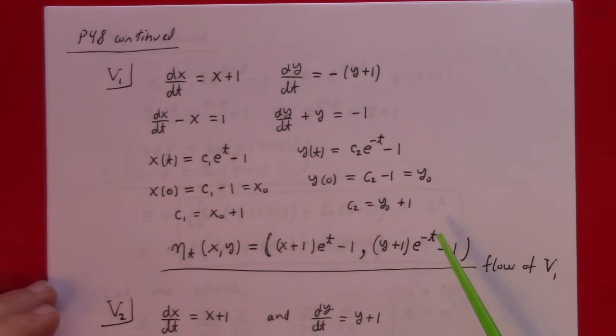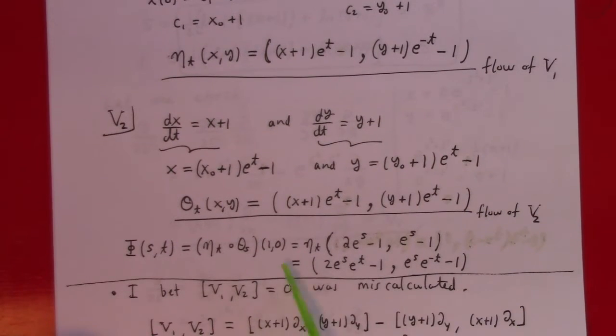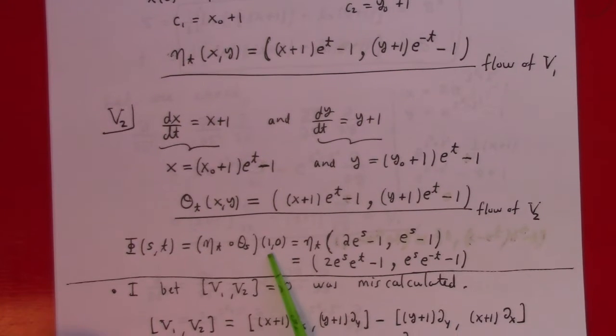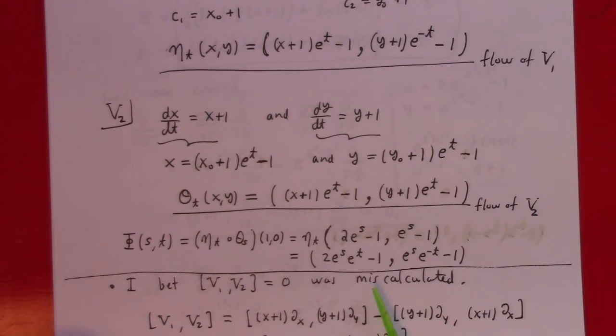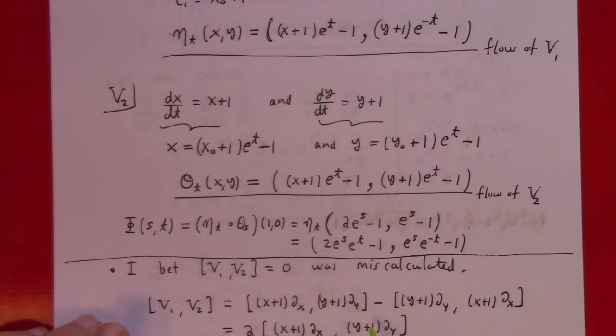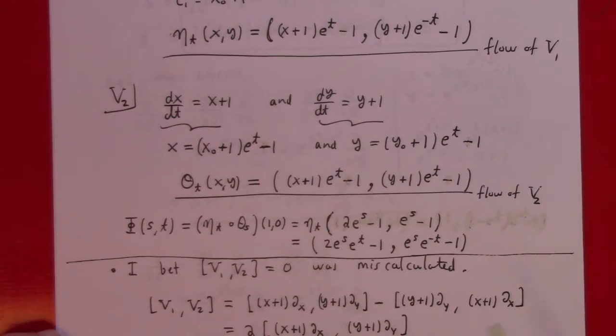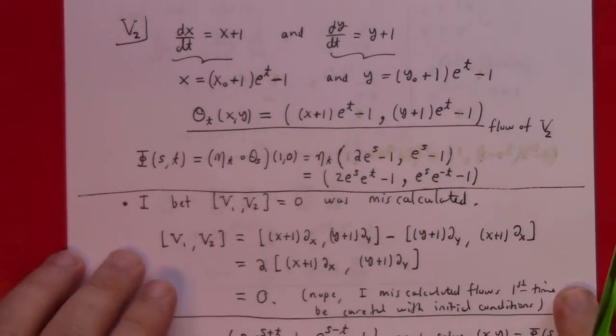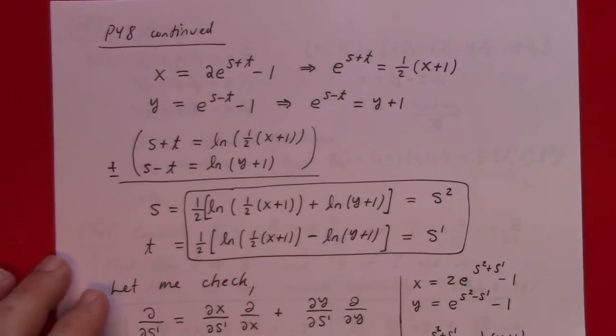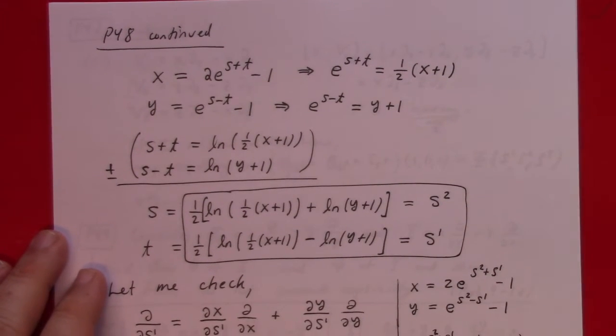Anyway, calculate the flow for v1, calculate the flow for v2, put them together, start at the point 1, 0. You could start anywhere, by the way. We're just making 1, 0 the origin for the st coordinates, basically, which I'm then calling s1, s2 to be, it's really ts, because the t came first, anyway. So I've got that as my quote-unquote phi map, and then solve for s and t.